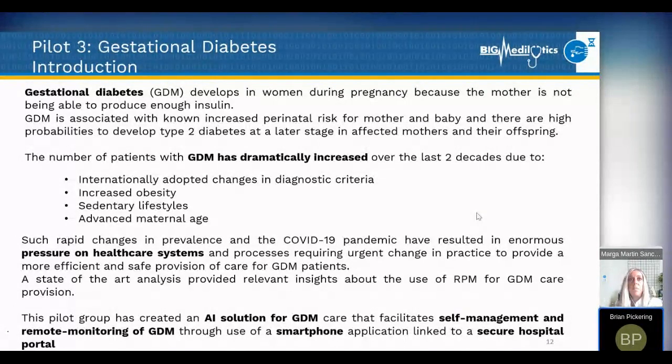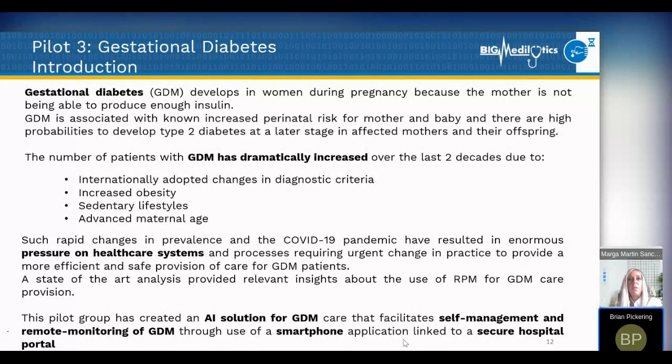And globally, the numbers of patients diagnosed with GDM has dramatically increased over the last 2 decades due to inconsistencies in the screening approaches, poor glycemic control, and also the internationally adopted changes in diagnostic criteria. This, together with a more sedentary lifestyle and increased obesity and the advanced maternal age. So such rapid changes in this prevalence, together with the COVID-19 pandemic, have resulted in enormous pressure on the healthcare system, and it required an urgent change in current practice.